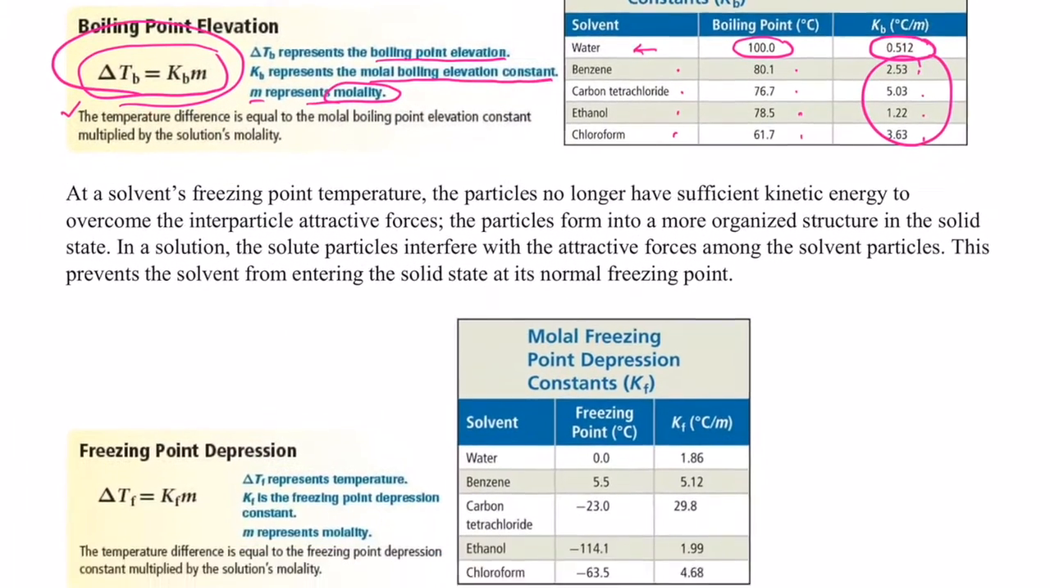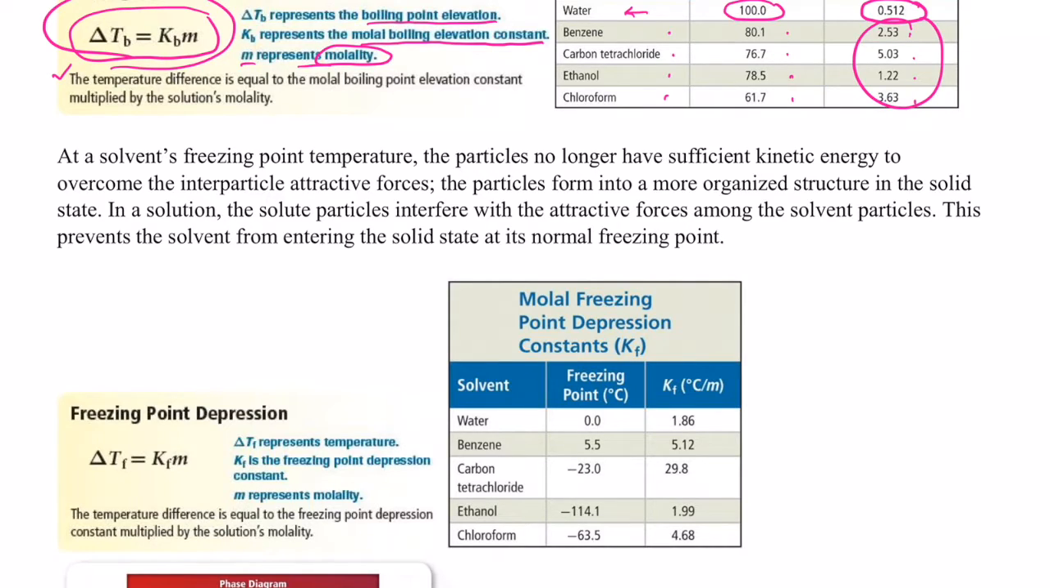Now, along with boiling point elevation, a solvent's freezing point temperature will also change. The particles no longer have sufficient kinetic energy to overcome the intermolecular attractive forces. The particles form into a more organized structure in the solid state. In a solution, the solute particles are now interfering with the attractive forces of the solvent particles. They're literally getting in the way. This prevents the solvent from entering the solid state at its normal freezing point. So we need to lower the temperature even more for that to happen.